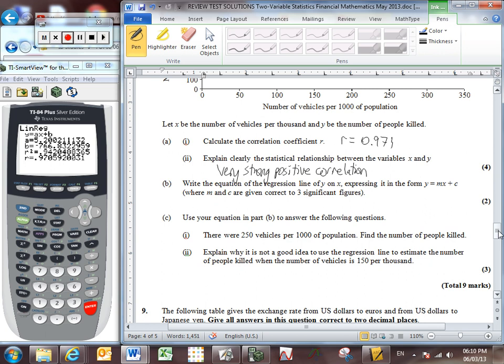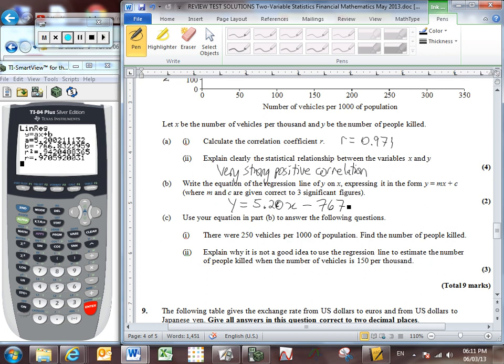Alright, write the equation of the regression line of y on x, and we can see this off of linreg, that y is going to be equal to about 5.20x minus 766.8. There we go. Oh, it says I'm supposed to give them correct to 3 significant figures, so perhaps I should change this last one to 767.